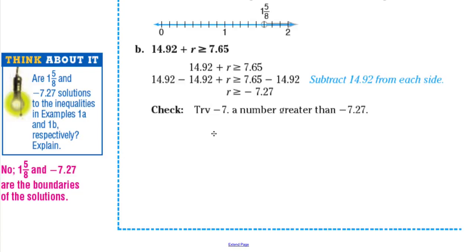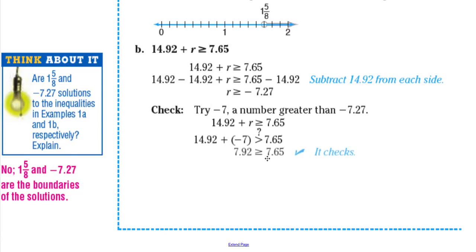And then to check our inequality solution, we need a number greater than or equal to negative 7.27. So we try negative 7, because negative 7 is a number greater than negative 7.27. We substitute the value into our inequality and see if it is greater than 7.65. Yes, it is. It checks out.